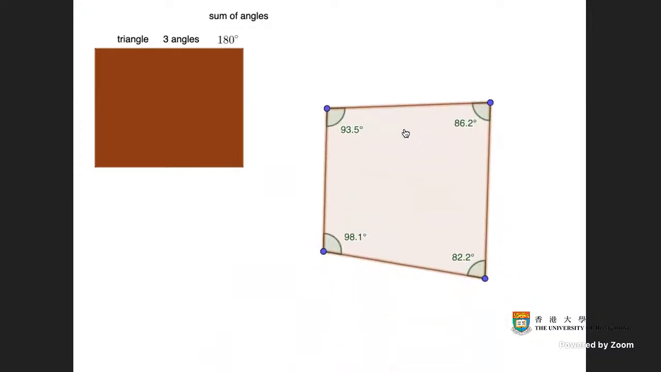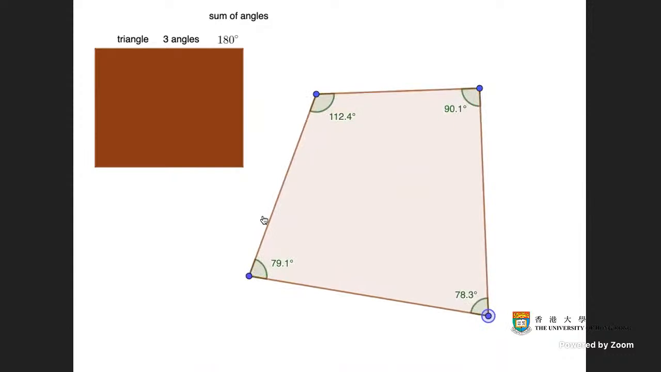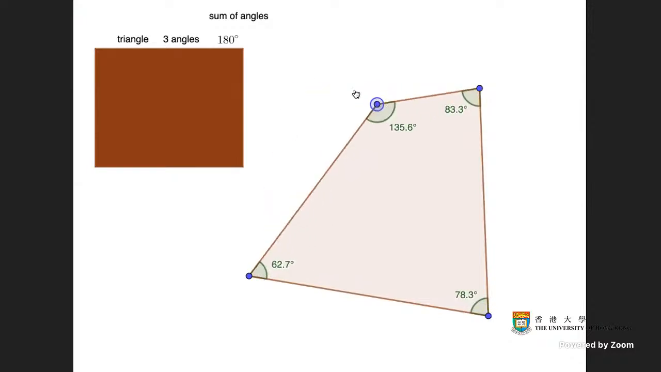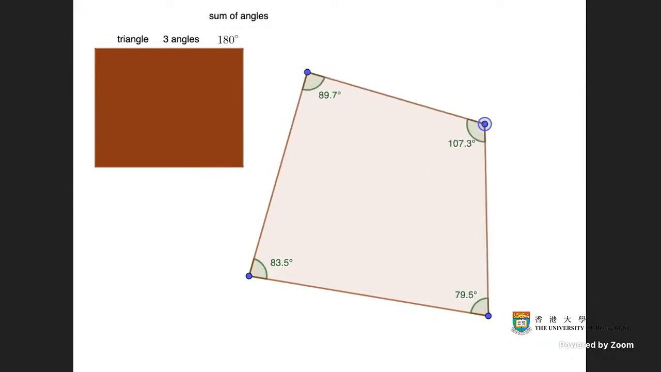Then how about quadrilaterals? A quadrilateral has four angles. Would the sum of the four angles always be the same, no matter how we change the shape or how we change the angles? Let's look at some special cases.